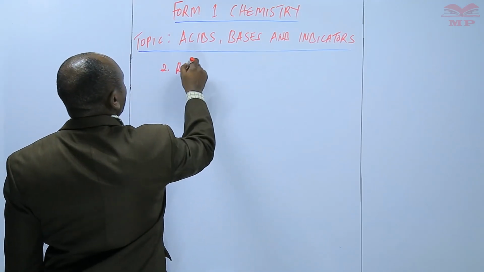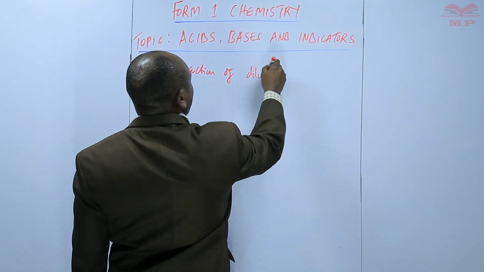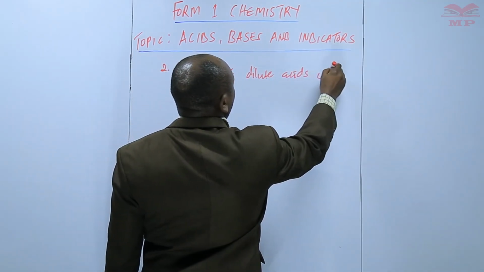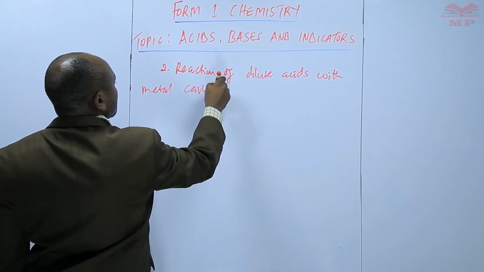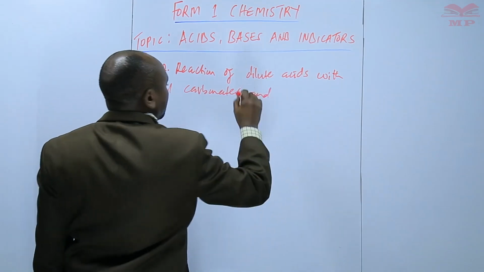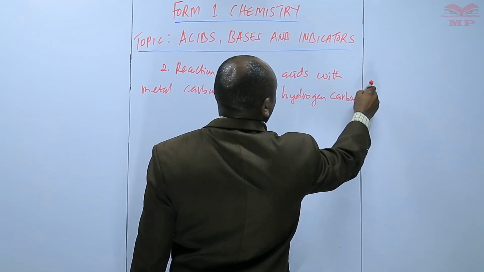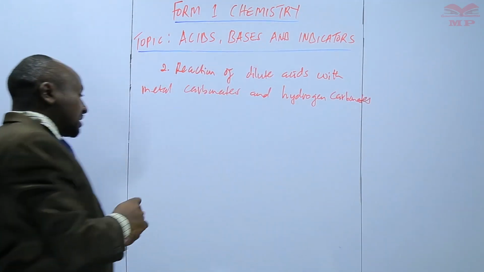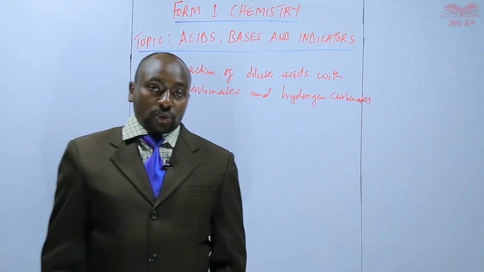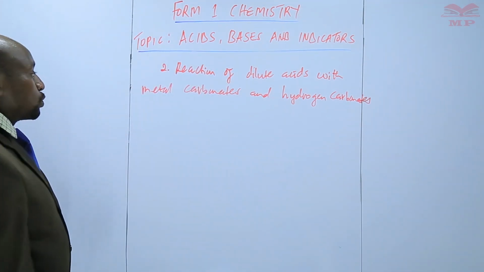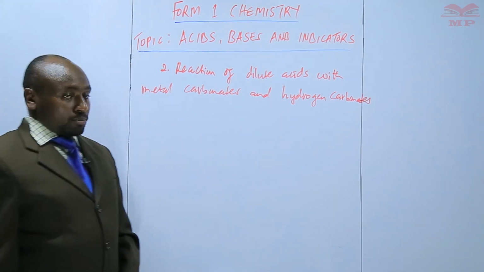So number two, reaction of dilute acids with metal carbonates and hydrogen carbonates. So the first property we had seen earlier was the reaction of dilute acids with metals, pure metals. But now we are going to look at how the acids react with metal carbonates and hydrogen carbonates.